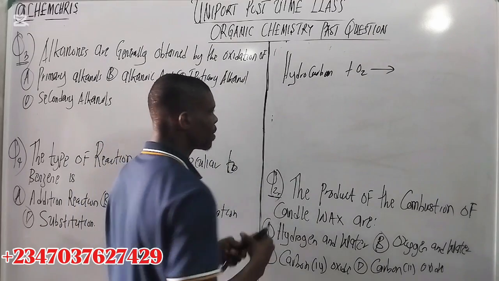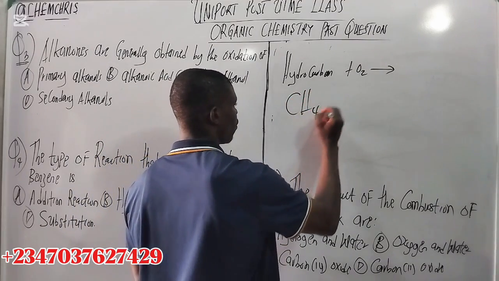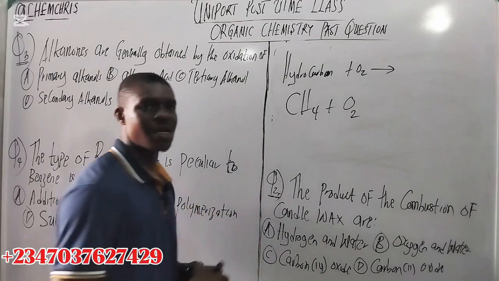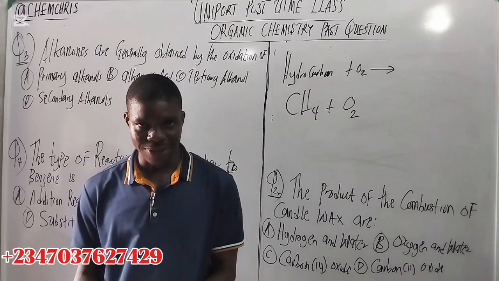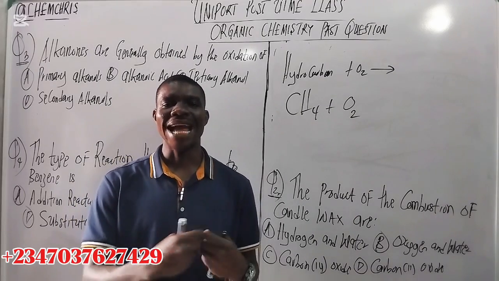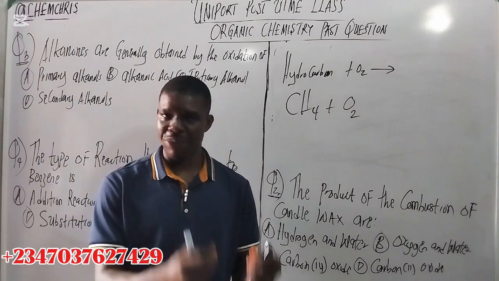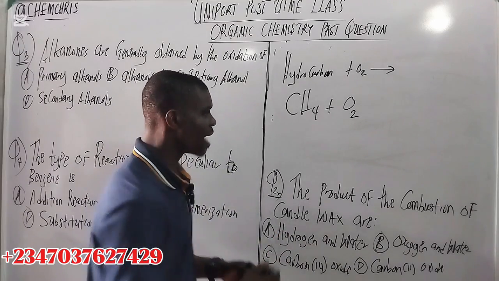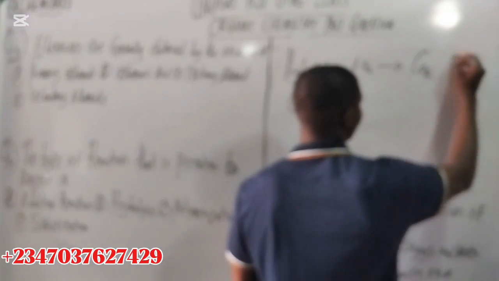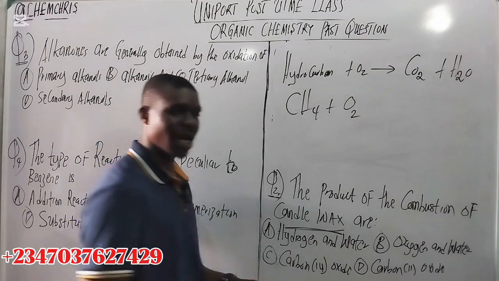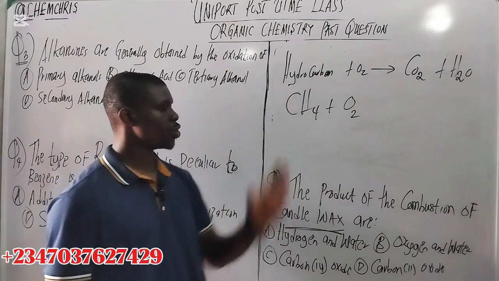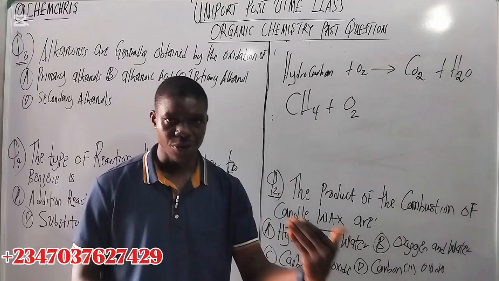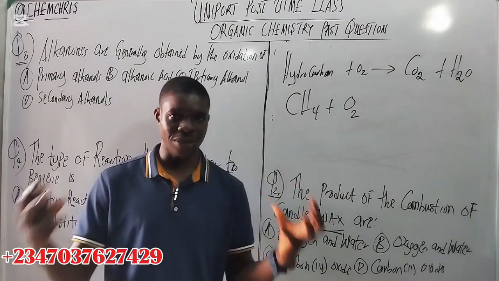A good example is CH4 plus O2. What is a hydrocarbon? Hydrocarbons are organic compounds that contain carbon and hydrogen only. So whenever a hydrocarbon undergoes combustion, there are 2 main products formed: CO2 plus H2O. Candle wax is a hydrocarbon, so you classify it as this one here. Any hydrocarbon at all, no matter its length, you just have to balance the chemical equation. Do you understand?